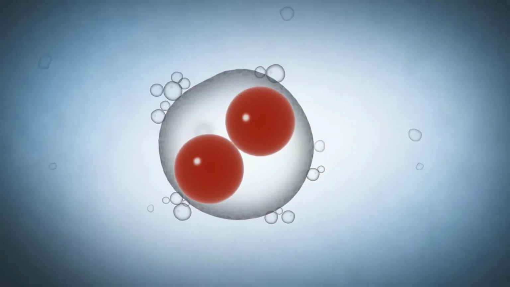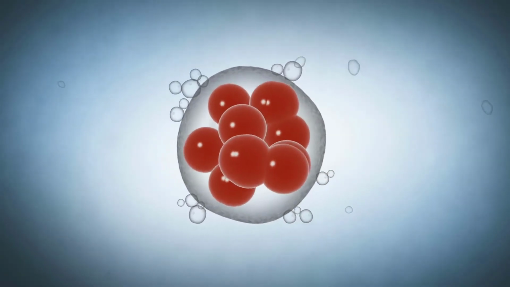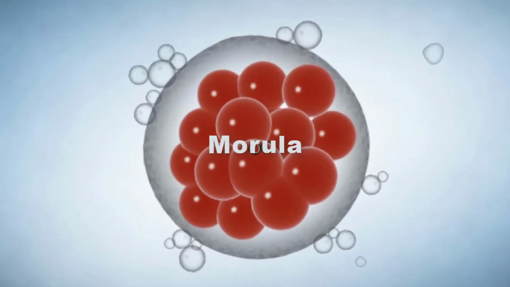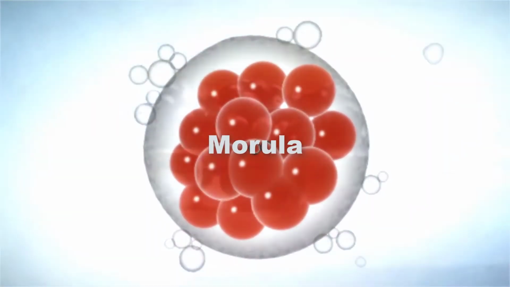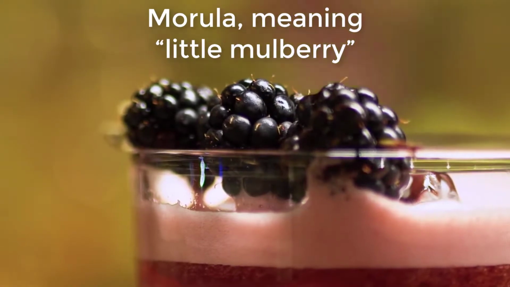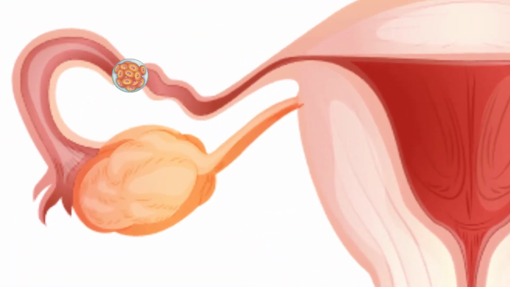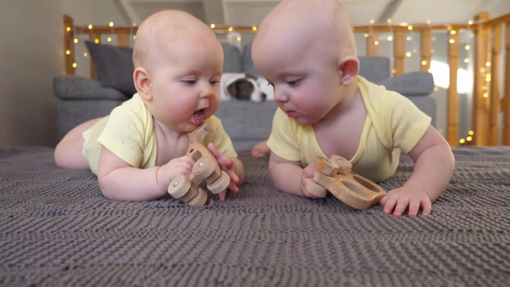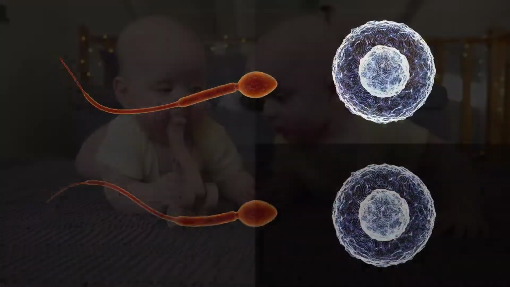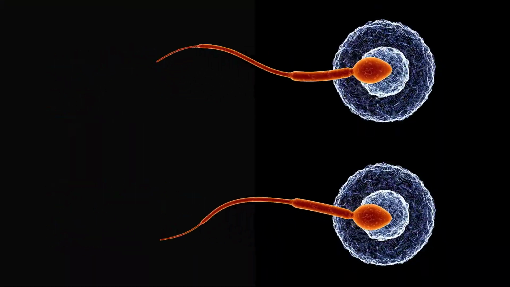After a series of 4 cleavages, the 16 cells appear as a solid ball of cells called a morula. The word morula means little mulberry. The morula reaches the uterine cavity about 72 hours after fertilization. Multiple fetuses can occur at the time of fertilization when more than one ovum is fertilized.